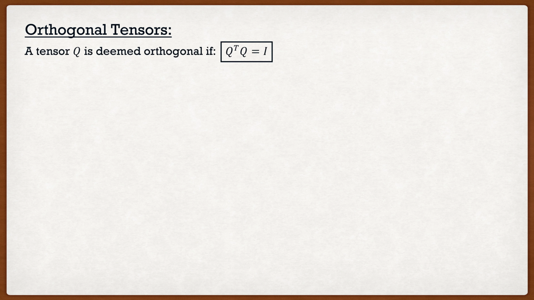So moving forward, we can talk about something called orthogonal tensors. And these are something very common when we start talking about coordinate transformation tensors, which you guys have already seen before. Those are those tensors Q. So a tensor Q is deemed orthogonal if Q transpose Q is equal to I, where I there is the identity matrix.